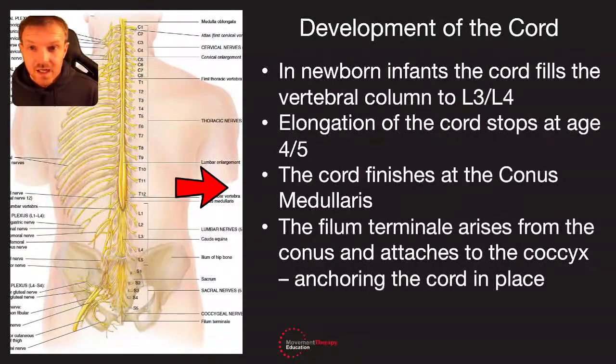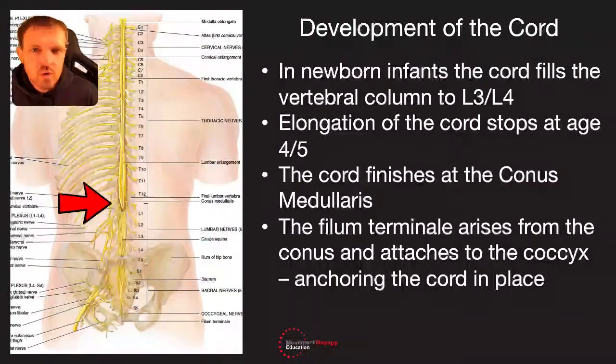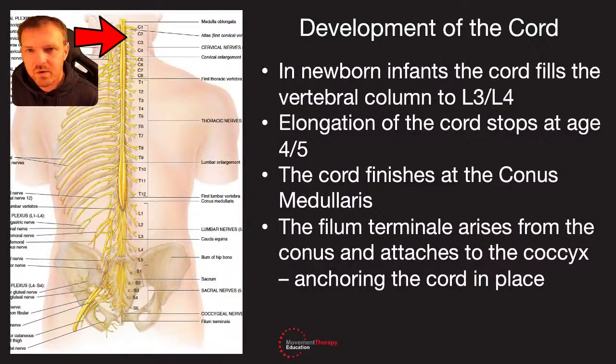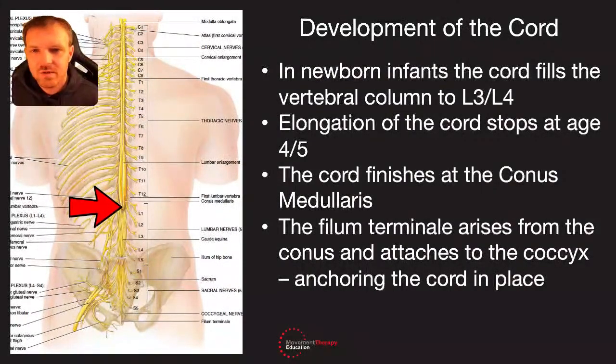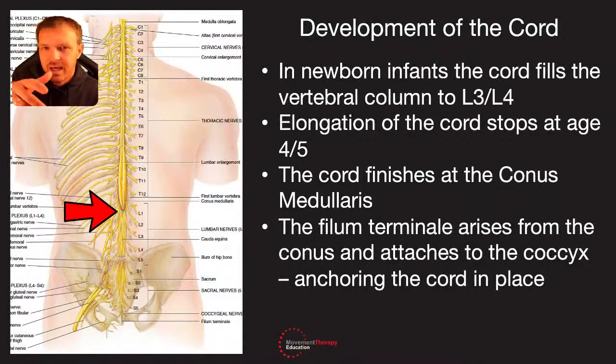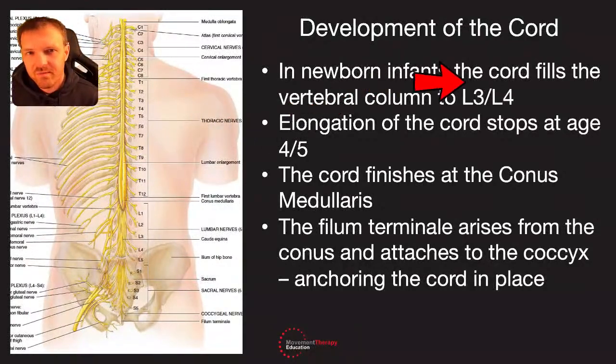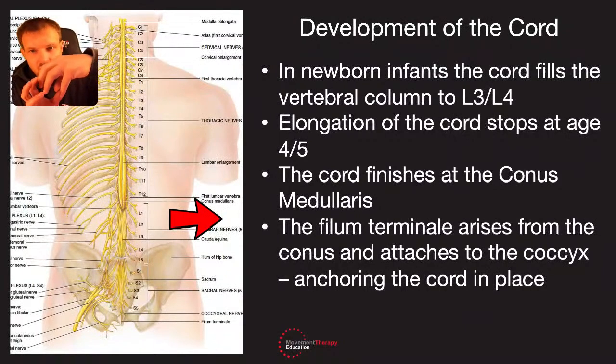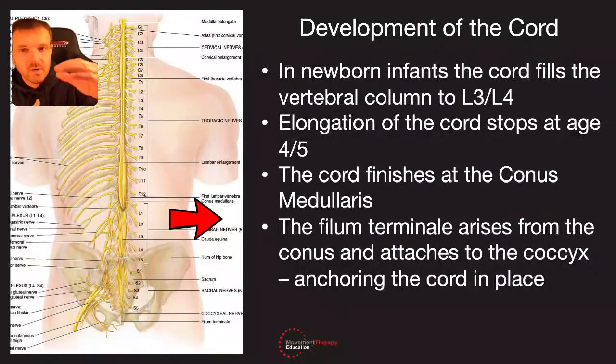Okay, so this is where things get a bit interesting, because your cord doesn't go all the way down to the bottom of your spine. Again, you may or may not have heard this before, but your spinal cord actually finishes here, which is around the level of L1. Okay, so around about L1, L2. So in newborn infants, the cord fills the vertebral column, so it goes all the way down to the sacrum. But as you grow and as you develop, the bones around the cord will grow, but the spinal cord stays roughly about the same size.